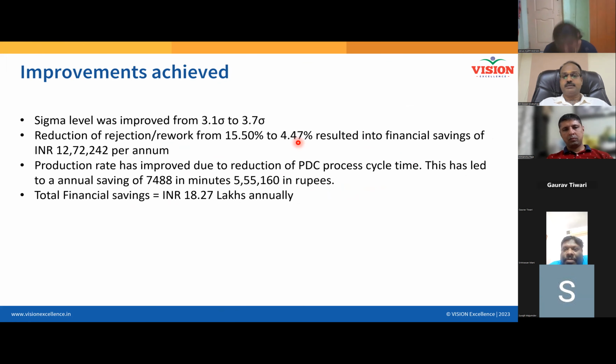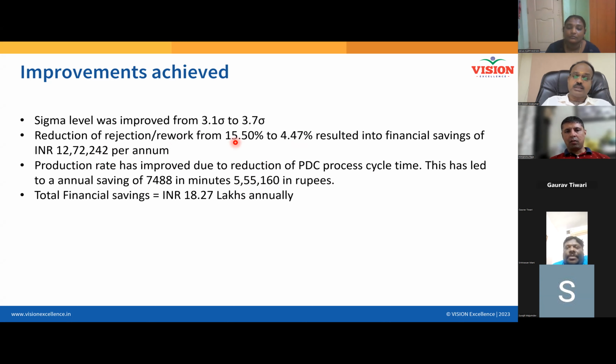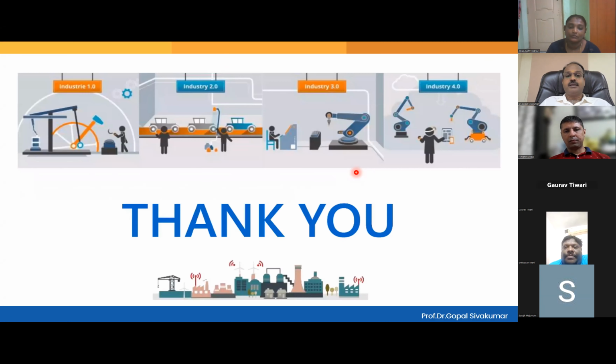And now the improvement achieved is documented. Sigma level improved, rejection rate has decreased, leading to a saving of 12.7 lakhs. Similarly, another 5 lakhs they are able to save because of the increase in the production rate and other things, with the overall saving of nearly 18.27 lakhs. So that's it. This is how the flow will be.